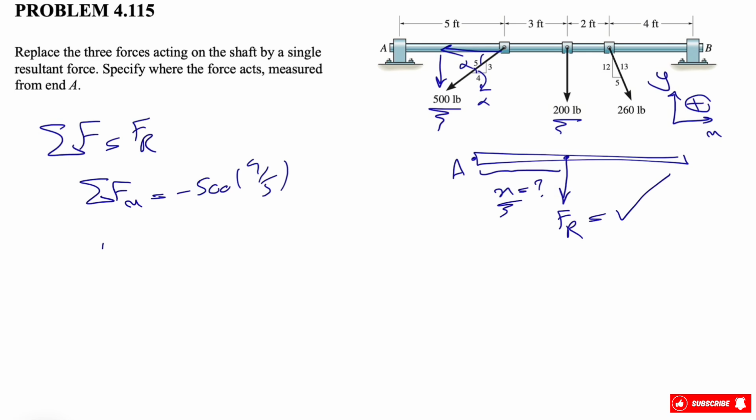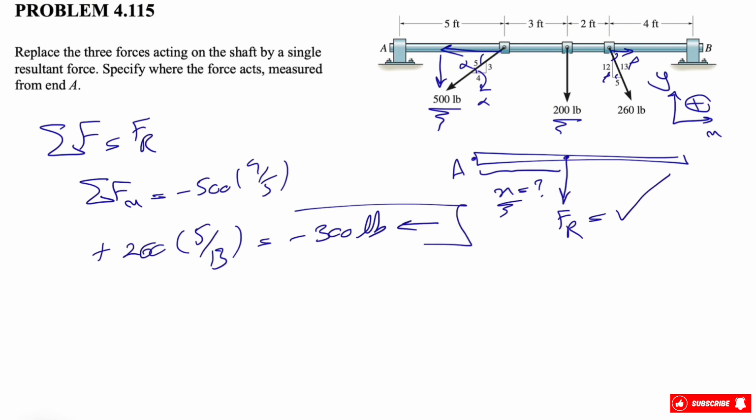And the last one is the 260, which has an x component. Again, it will be positive, and if this time we call this angle, let's say, beta, we have the cosine of beta, which will be 5 over the hypotenuse, which is 13. So that would be everything for the x component. And if we calculate this, we'll get minus 300 pounds, and the negative sign shows the direction to the left.